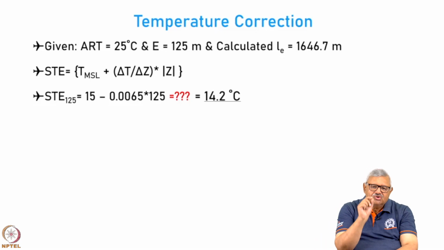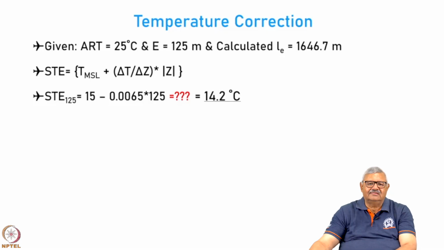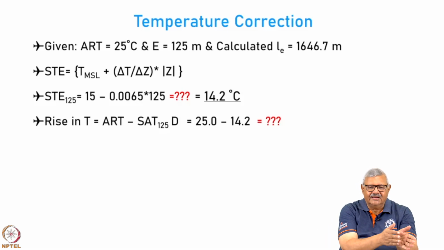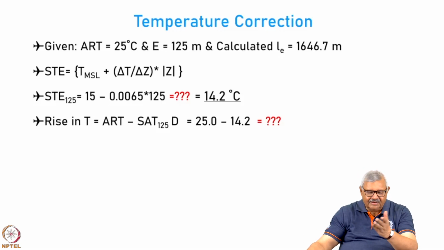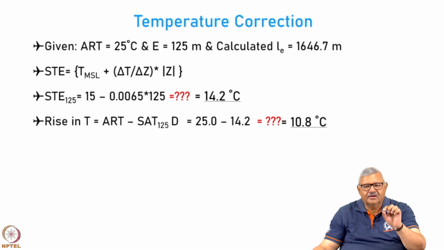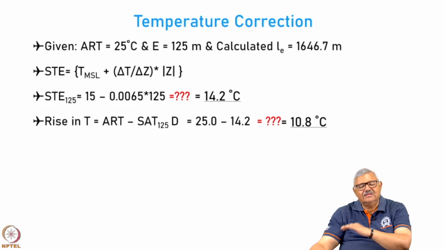So, the temperature should be 14.2 degrees if you are at 125 meters above mean sea level, but the temperature is 25 degrees. So, therefore, the rise in the T is ART 25 minus 14.2. How much is that? Please calculate. Pause the video, calculate. That number according to me is 10.8 degrees centigrade. So, this runway is having a surface temperature higher by 10.8 degrees compared to what would be there under standard conditions of ISA.